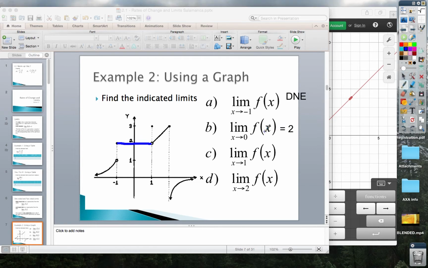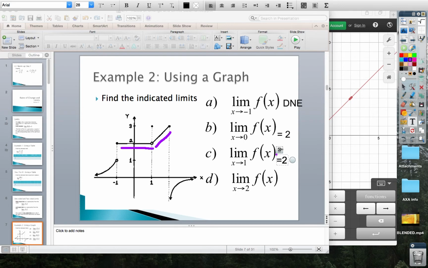For part C, the limit as x approaches 1, let's change this color. So as x approaches 1, notice that there's an open circle there. That means the function doesn't exist at that point. But when it's really close to 1, the y value is 2. When we approach from the right side, the y value still is approaching 2. Therefore, the answer to part C is 2.